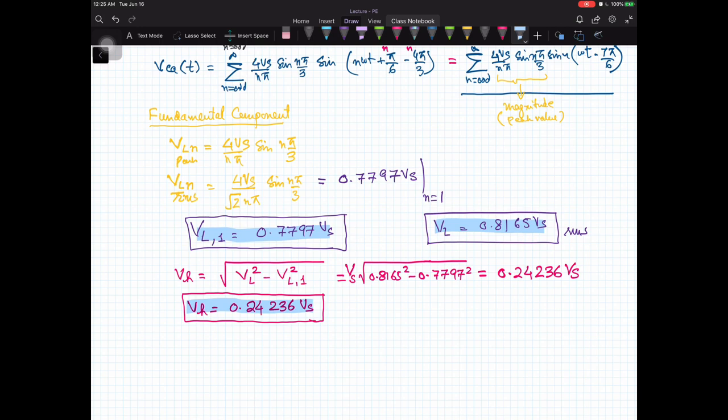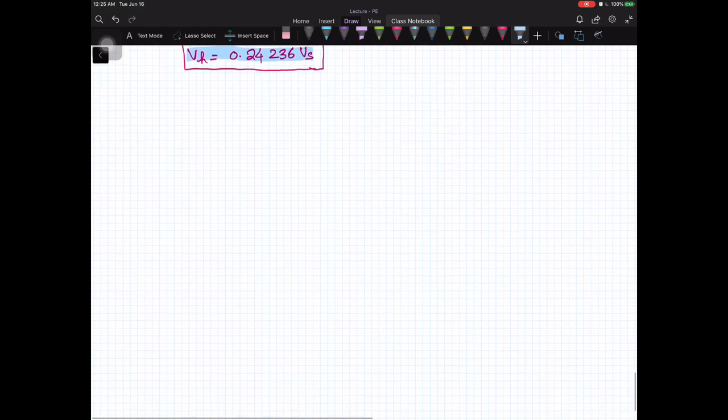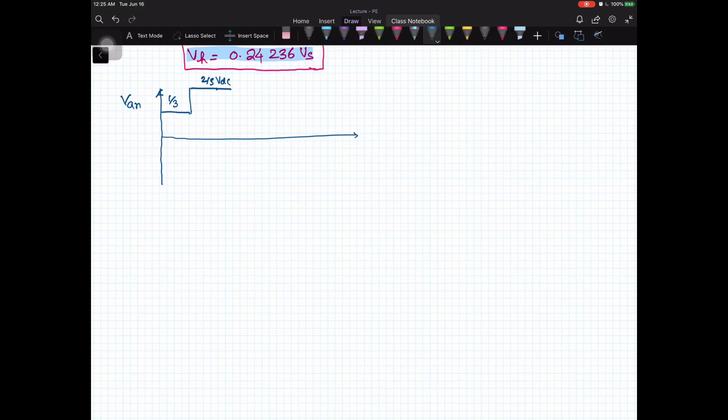Okay. So now let's move toward the Fourier analysis of the phase voltage waveforms. Let me draw the phase voltage waveform first of all. I'm going to take VAN. The first part is 1 by 3 into VDC, the second part is 2 by 3 VDC, and the third interval has the voltage of 1 by 3 VDC or VS. We are using the term VS, so I must write it VS. So 1 by 3 times VS, 2 by 3 times VS, and so on.